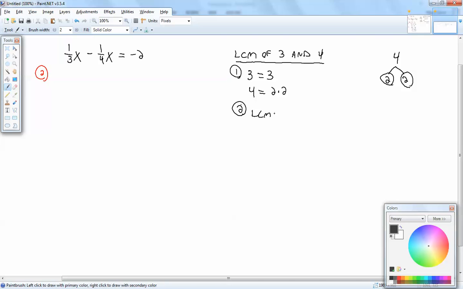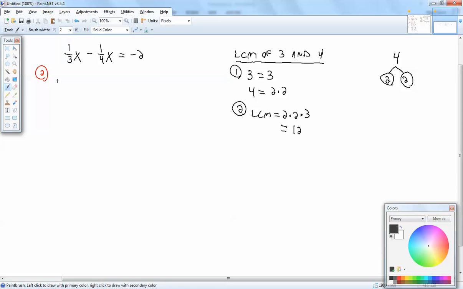Now our LCM, we start with each prime. We start with our first prime, 2, and I'm looking for the greatest number of 2's on any single line. I'm talking about to the right of the equals. Well, there's none here, there's 2 here, so my greatest number of 2's on any single line is 2. Then I'll go to my 3's, and I'm looking for the greatest number of 3's on any single line. There's 1 here, there's none here, so the greatest number of 3's on any single line is 1. 2 times 2 is 4, times 3 is 12.